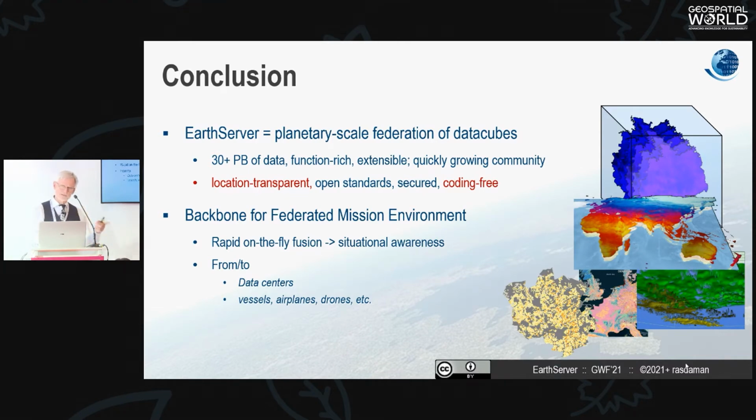And now applying that to our security topic here in this session, this federation and other federations that can be built, of course, independently, can form a backbone for a federated mission environment where you do a rapid fusion on the fly from data that sit in data centers and also moving sensors that deliver dynamically to increase situational awareness. So from and to data centers, from vessels, airplanes, drones, etc., these data can be combined.